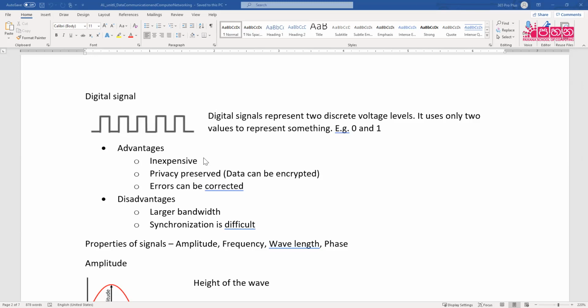The advantages of digital signals are they are inexpensive, right? Compared to analog signals, comparatively it's inexpensive. Data could be encrypted, meaning nobody can read what is inside this digital signal. Encryption means you can change the message so that outsiders cannot read the messages. So it's very important, especially when you want to transmit data. So privacy is preserved.